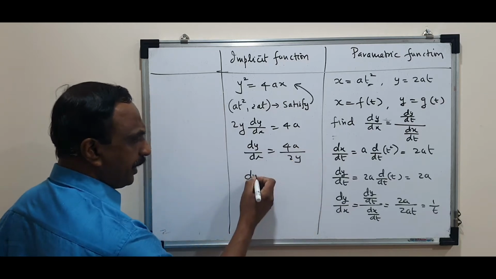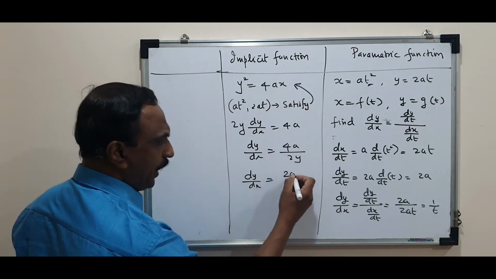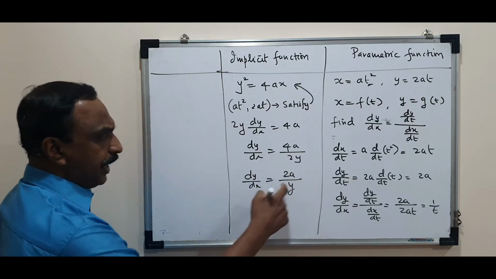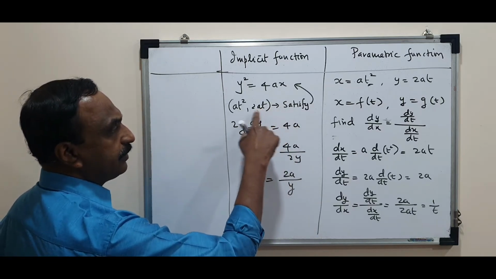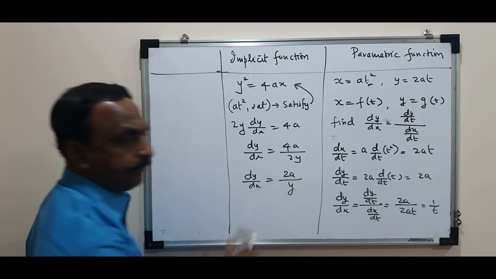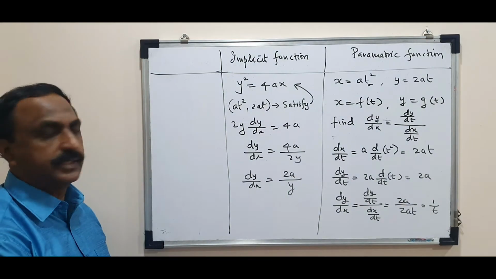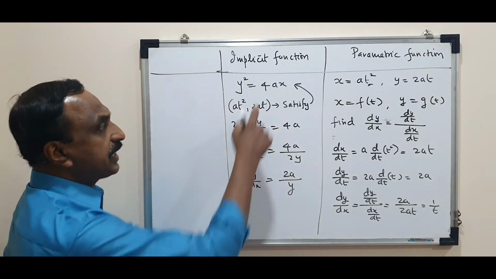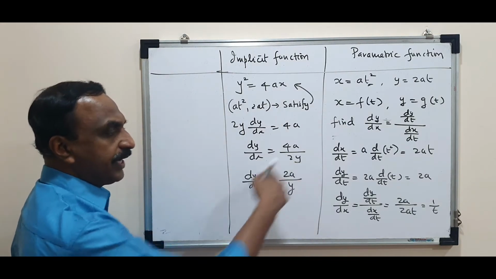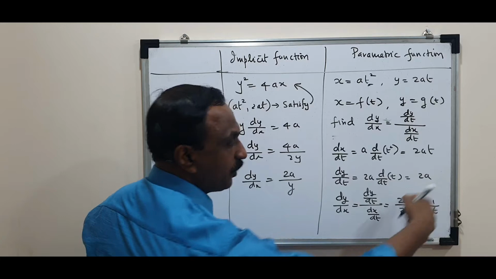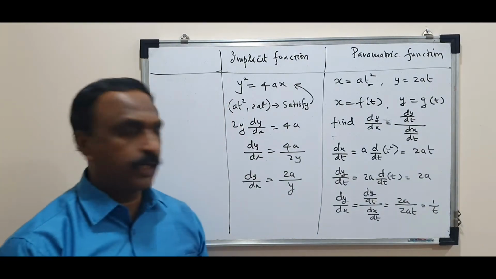So dy by dx is equal to 2a upon y. Now, if I replace y as 2at, you can notice that both become the same. Which means both of them imply the same answer. Only thing, in this case, the derivative will be in x and y. In this case, the derivative will be in the parameter. So, here is my conclusion.